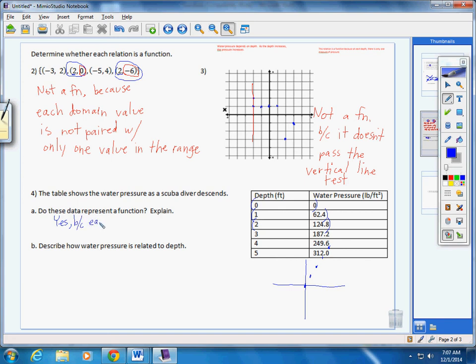You could say because it passed the vertical line test, or because each x value, or each domain value, is paired with exactly one range value, or one y value.